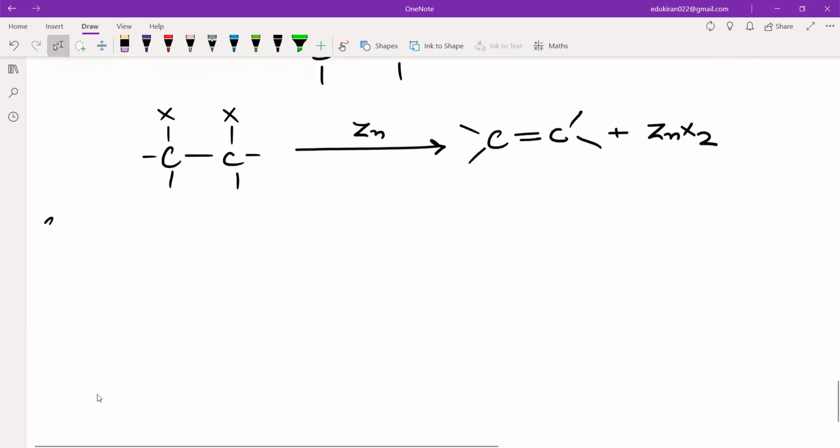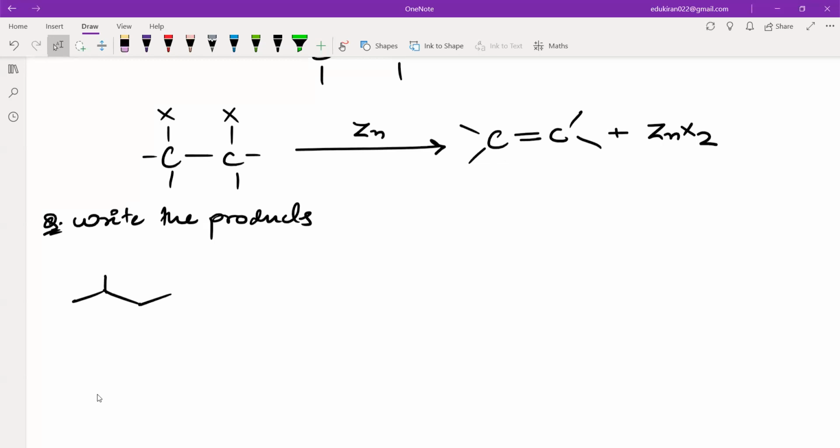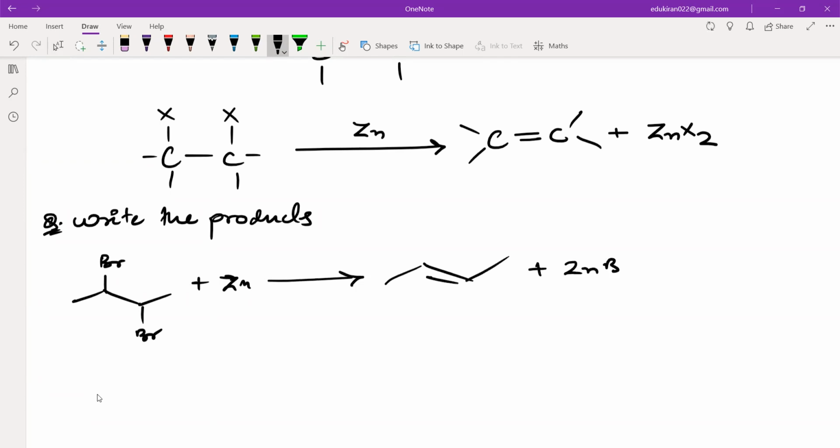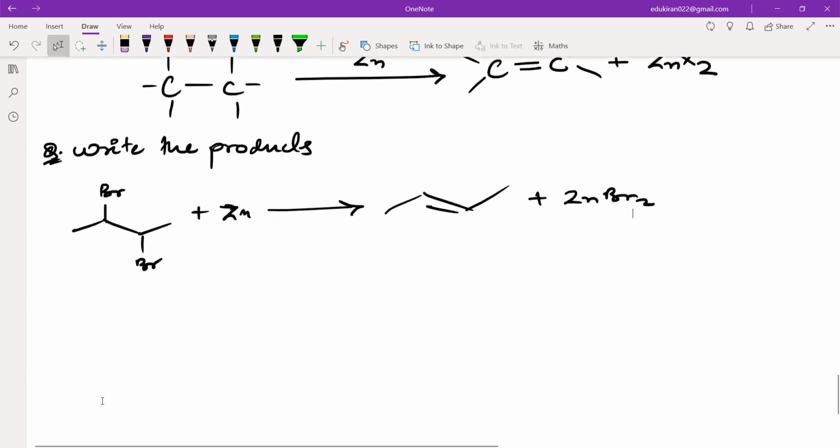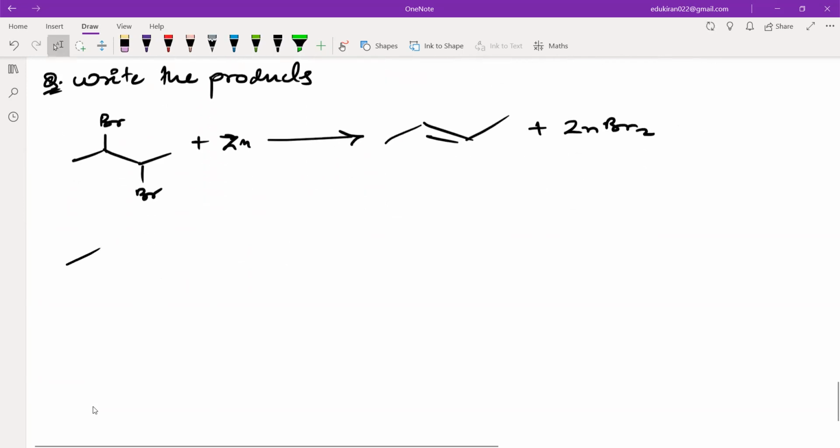So let me write some questions. This is easy. Write the products. You have Br and Br. You react this with zinc. So you identify that there is a vicinal dihalide, and you just form a double bond between them and remove the zinc and Br2 like this. I hope this is easy for you guys. Not much of a problem here.